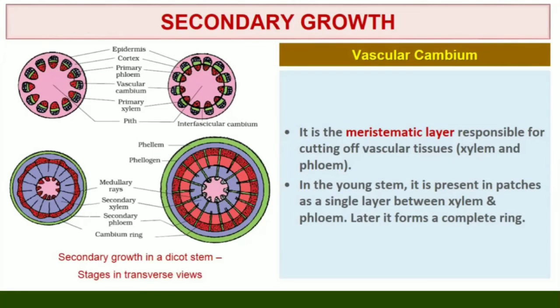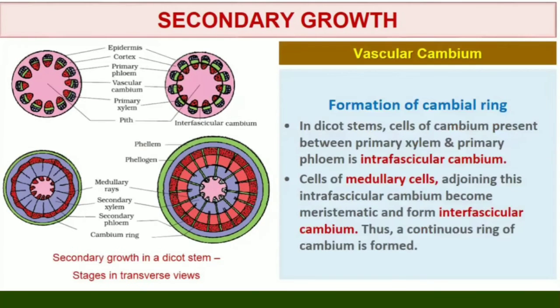The meristematic layer that is responsible for cutting off vascular tissues, xylem and phloem, is called vascular cambium. In the young stem it is present in patches as a single layer between the xylem and phloem. Later it forms a complete ring. Let's see formation of cambial ring. In dicot stems, the cells of cambium present between primary xylem and primary phloem is the intrafascicular cambium. The cells of medullary rays, adjoining these intrafascicular cambium, become meristematic and form the interfascicular cambium.